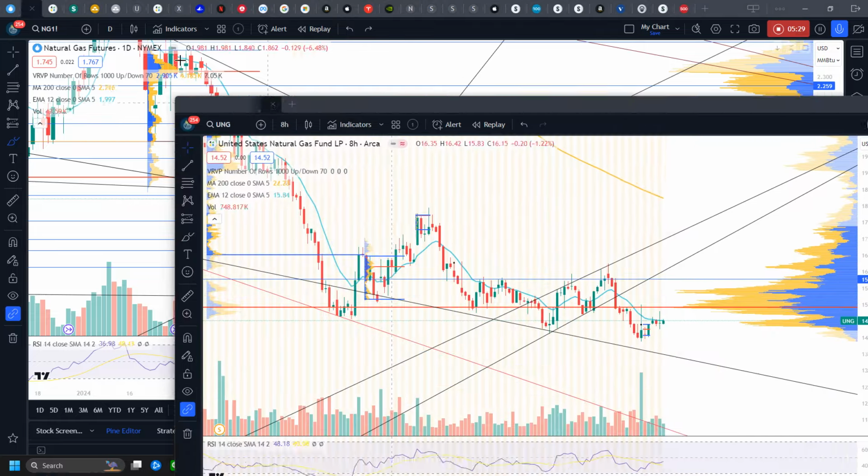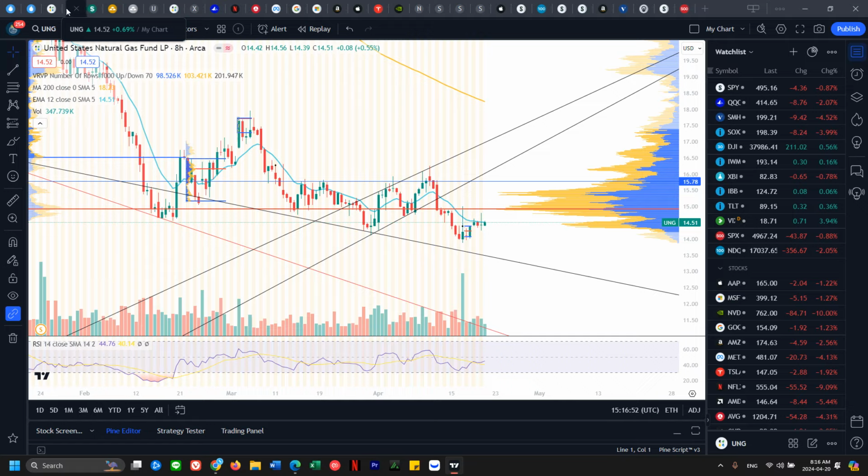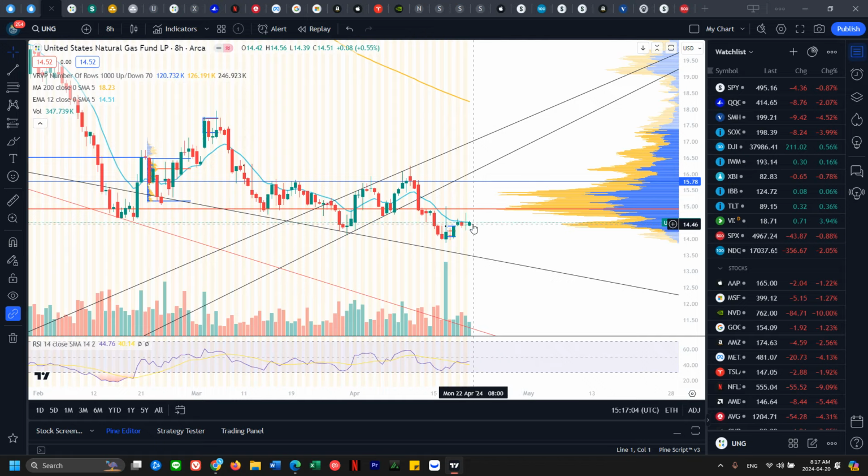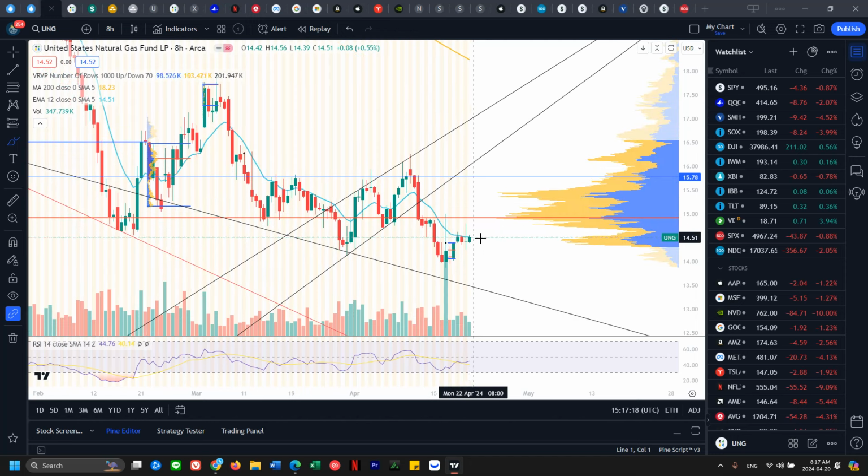So UNG, similar idea. Pull that back. So UNG, same thing. It follows the natural gas. Pretty much 8 hour is the EMA 12 that we want to get over for UNG, and natural gas is the daily. So if natural gas gets over its daily EMA 12, UNG will also get over its daily EMA 12. The 8 hour EMA 12 that we've been rejecting from for the last 1, 2, 3, 4, 5, 6 times.